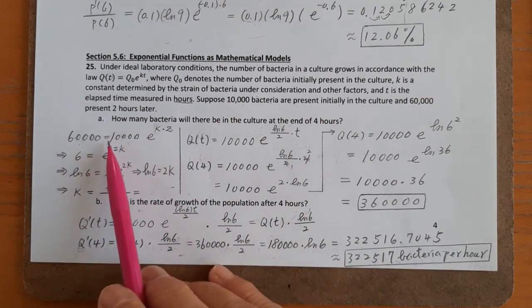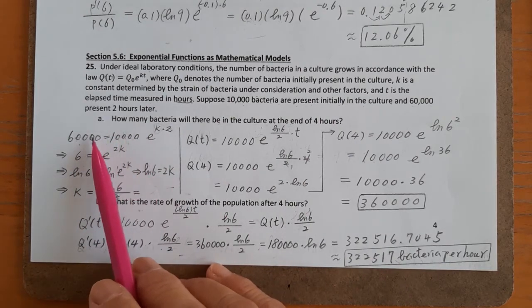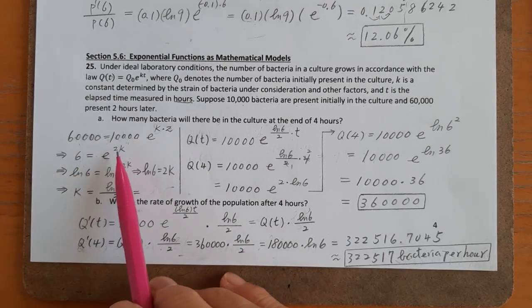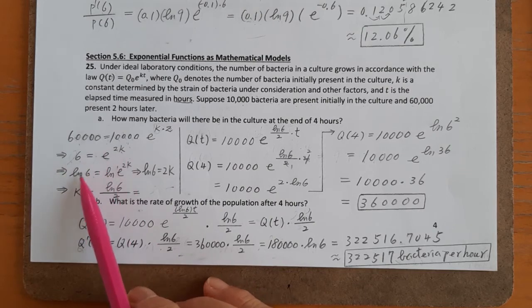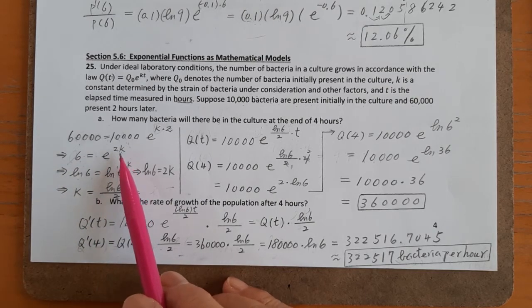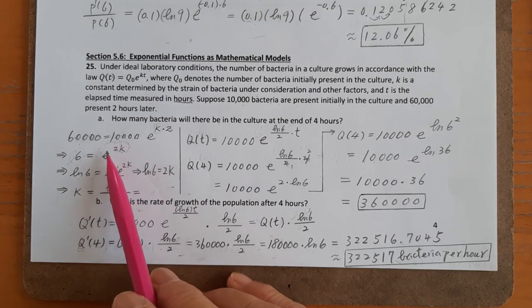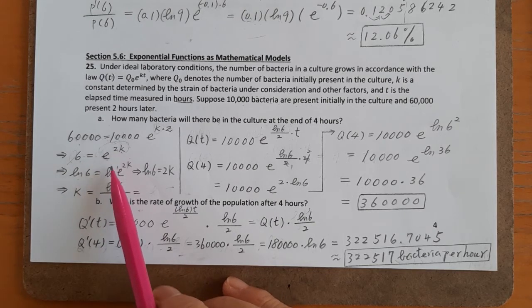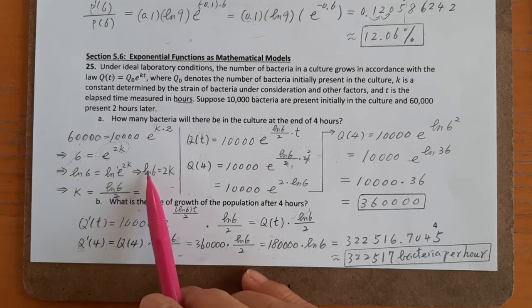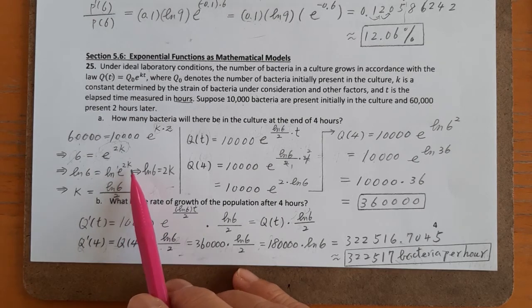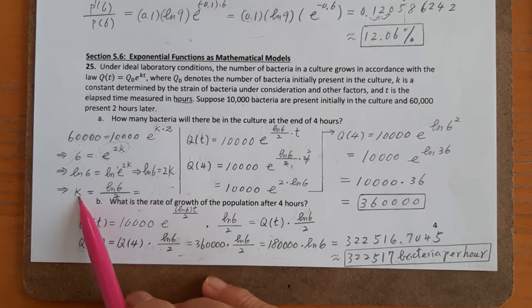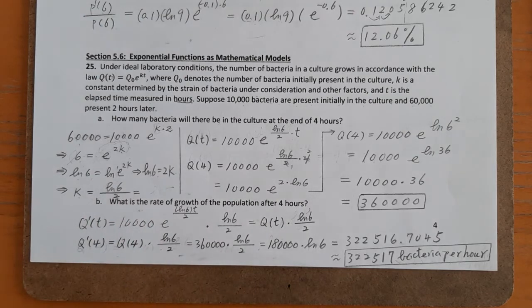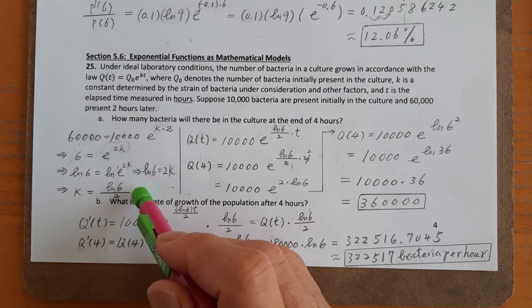So plug in and divide by 10,000, that side cancels the zeros, get 6 equals e to the power 2k. Solve for k, so take ln of both sides. ln 6 equals 2k, since ln e is 1. So ln 6 equals 2k, divided by 2. So we get the constant k: k is ln 6 over 2.